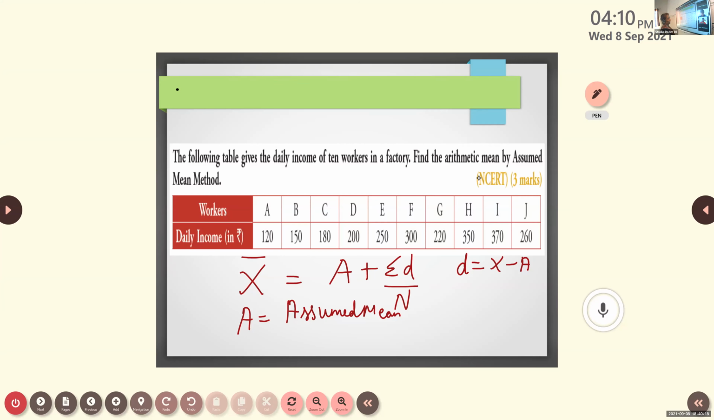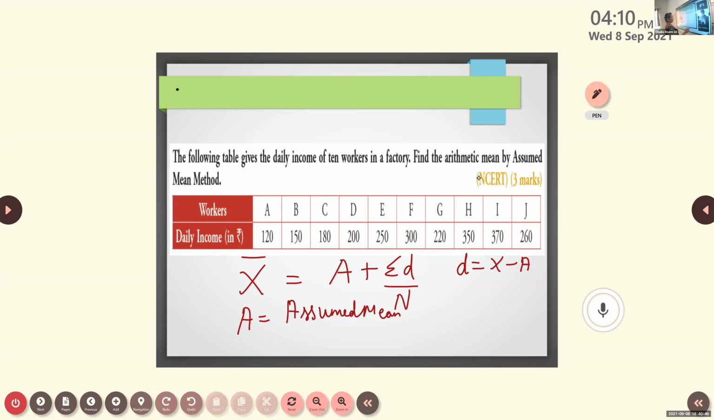Rahul, total D you got? Minus 100. Okay. What is assumed mean? 250, right? Okay, fine. Abhilash, what about you? Ma'am, final answer? 240. Okay.